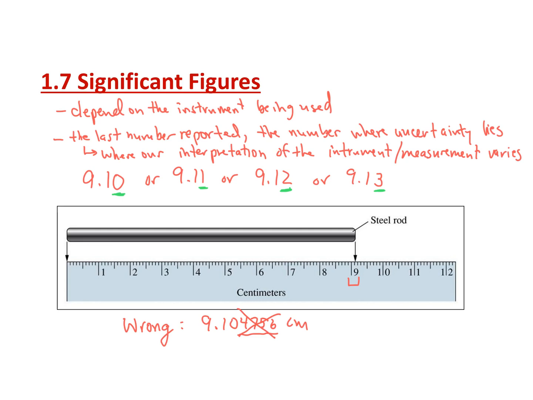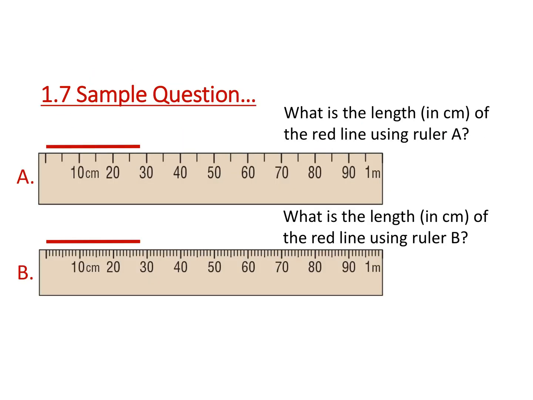So here's a question for you, right? These 2 different rulers also exemplify the difference in the instrument that you're using. Both of these rulers are a meter long. One of them has markings every 5 centimeters, and one of them has a marking every centimeter. So what is the length in centimeters of the red line using ruler A, and then what is the length of the red line using ruler B?